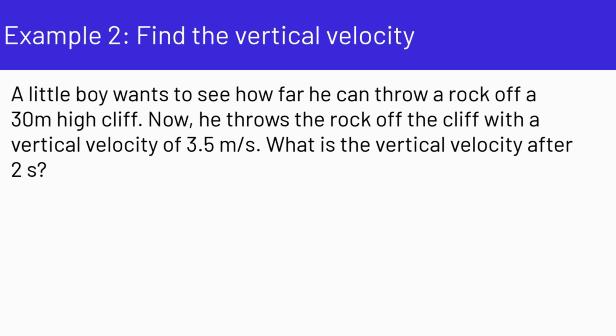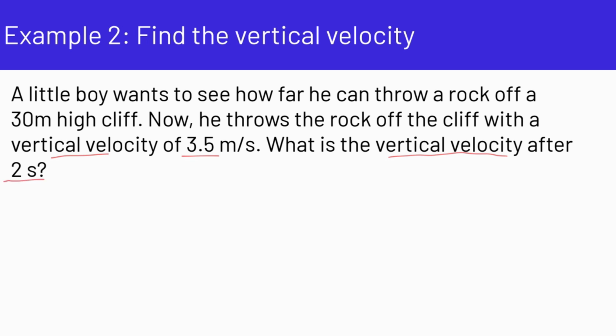Okay, in example 2, we're going to find the vertical velocity. A little boy wants to see how far he can throw a rock off a 30-meter high cliff. Now he throws the rock off the cliff with a vertical velocity of 3.5 meters per second. And we want to know the vertical velocity after 2 seconds.